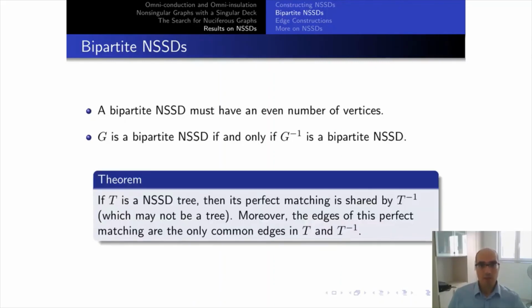An interesting theorem is that when we have a tree, an NSSD tree, then its perfect matching is shared by its inverse, which may not be a tree. Moreover, these edges will be the only common edges of the two inverses, or of the two NSSDs.